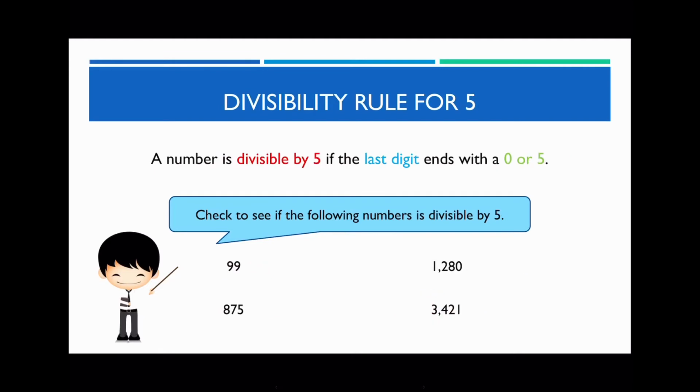All right, moving on to the next one. So this one is pretty easy, and I think something that you already know. A number is said to be divisible by 5, so it can be divided by 5 if the last digit ends with either a 0 or a 5. In this case, 99 would therefore be no. 875 would be yes. This one would be yes. This one would be a no.